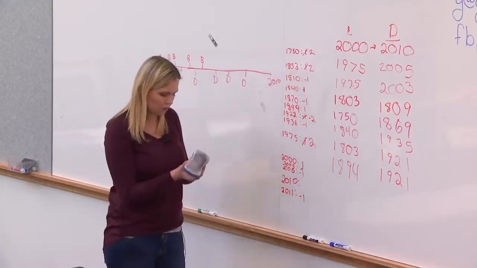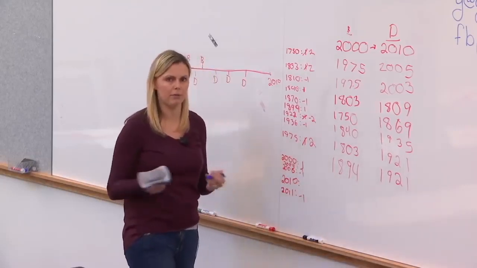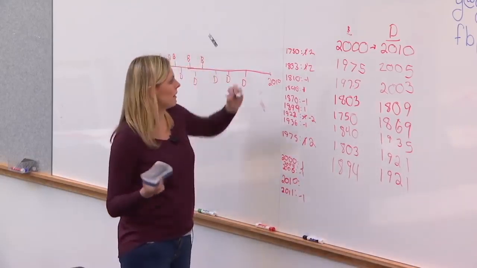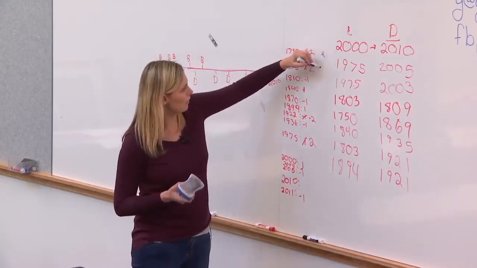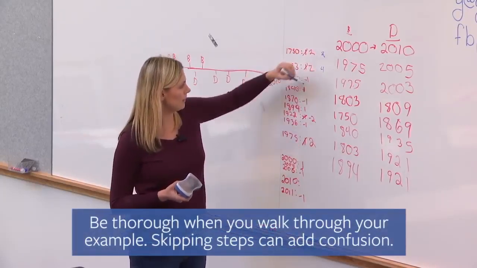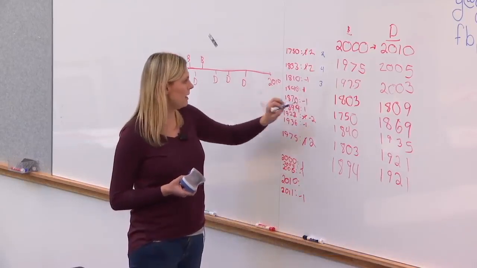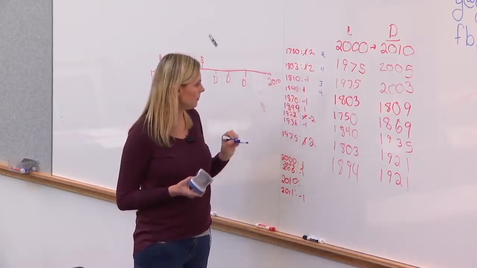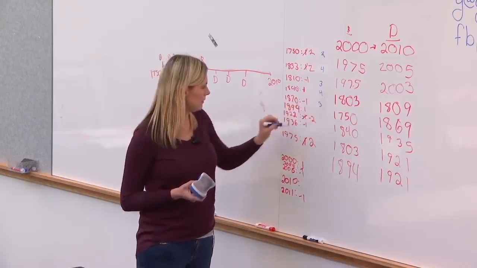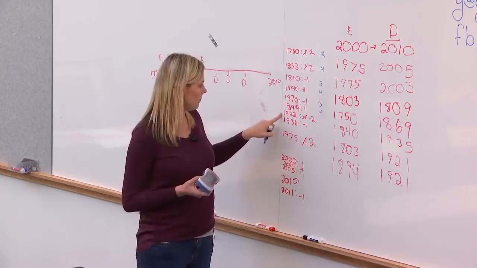So when I draw examples, this is something I found for a lot of people, I like to be really detailed with what I write down. So 2 more people born in 1803. Somebody dies in 1810, so that's down to 3. 1840, another person is born. 1870, somebody dies. 1894, another person is born.